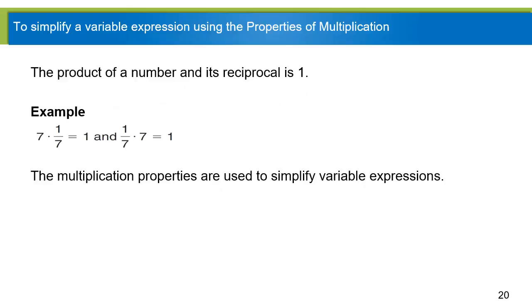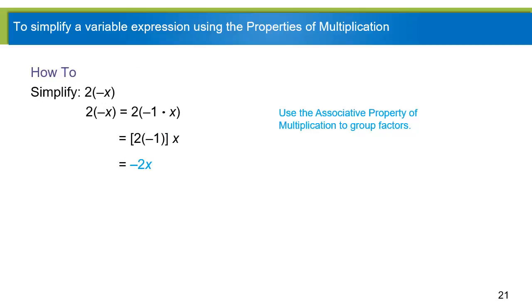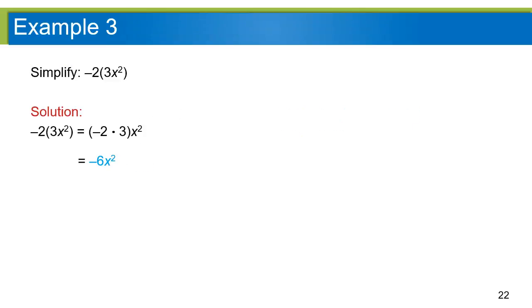Okay, next, simple example. How about this? We want to simplify 2 times negative x. We know that the negatives basically go together. It's just negative 2x, right? What if the negative 2 was on the outside and the x was on the inside? Still be the same thing. What if it was a negative 2 on the outside and a negative x on the inside? Wouldn't it then be positive 2x? Yes, because we know negative times negative, right?